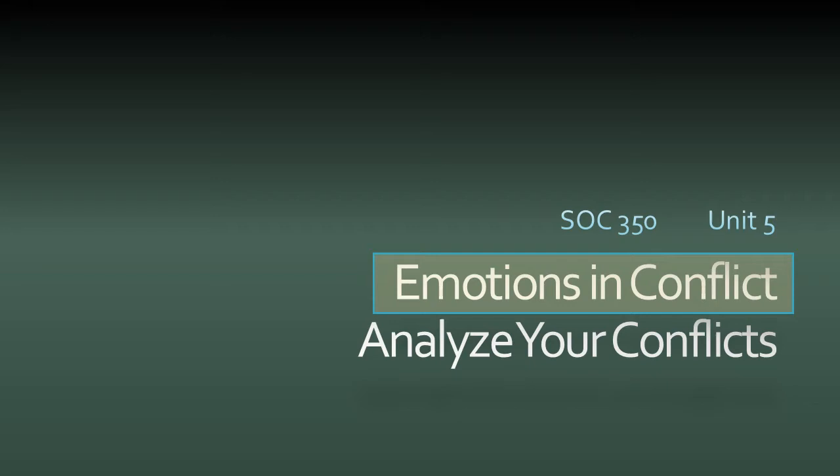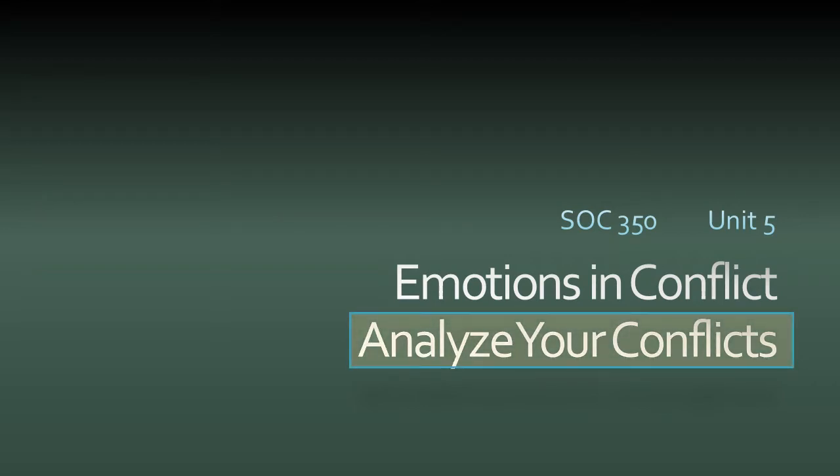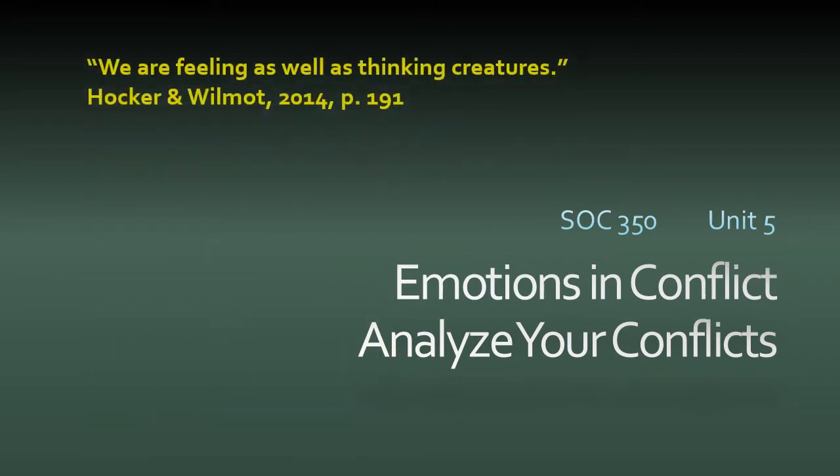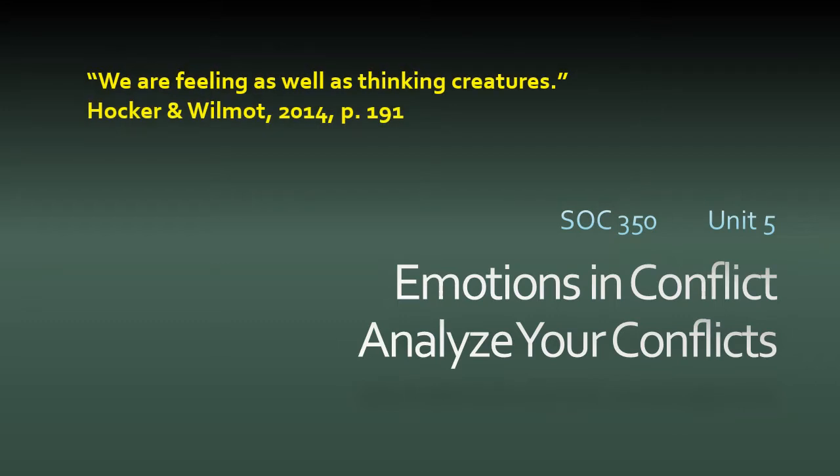After we talk about ideas on how to understand and work with emotions, we'll turn to the analysis of conflicts. This will address how you think about your conflicts. This analysis uses a wide lens, also called a macro level or system perspective, and a small lens view, called a micro level analysis. Thoughts and feelings are interrelated, which is why I've decided to combine these two chapters in this unit. As the authors of the text note, we are feeling as well as thinking creatures.